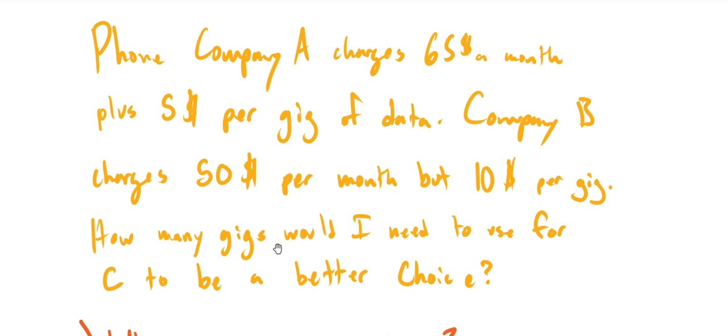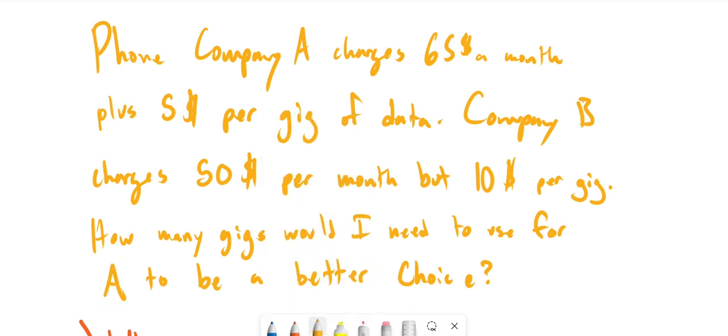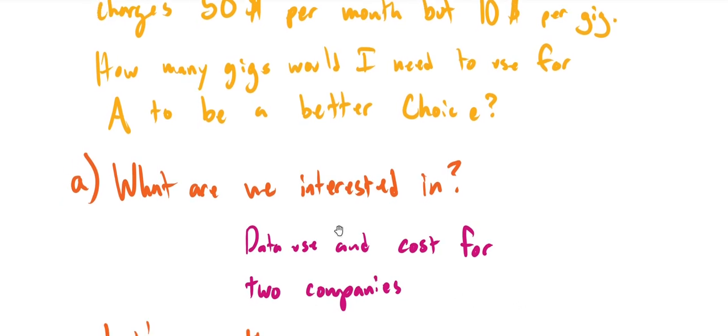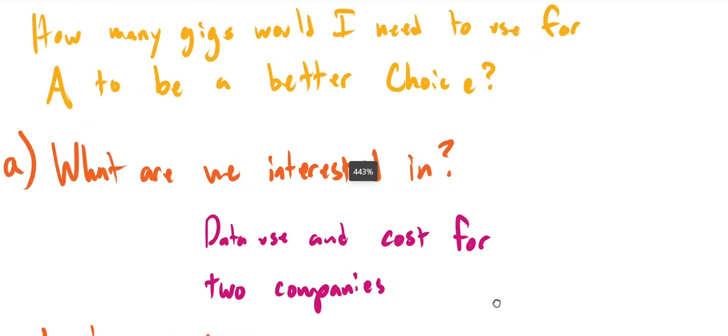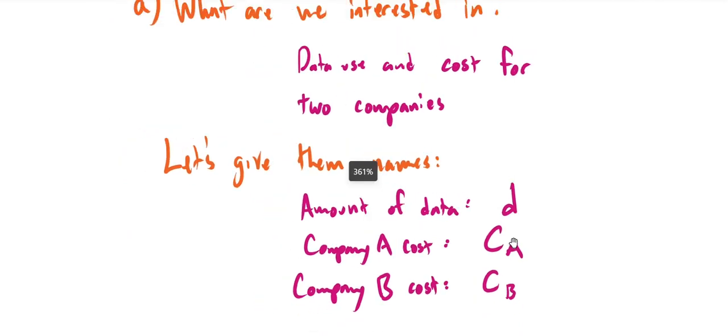How many gigs, something between 0 and 10 definitely, would I need to use, I don't know where company C came from, for company A to be a better choice? So the first thing we need to do is identify what we're interested in. We're interested in data use, how much data is used, and the cost for two companies. Now, let's assign variable names to those quantities.